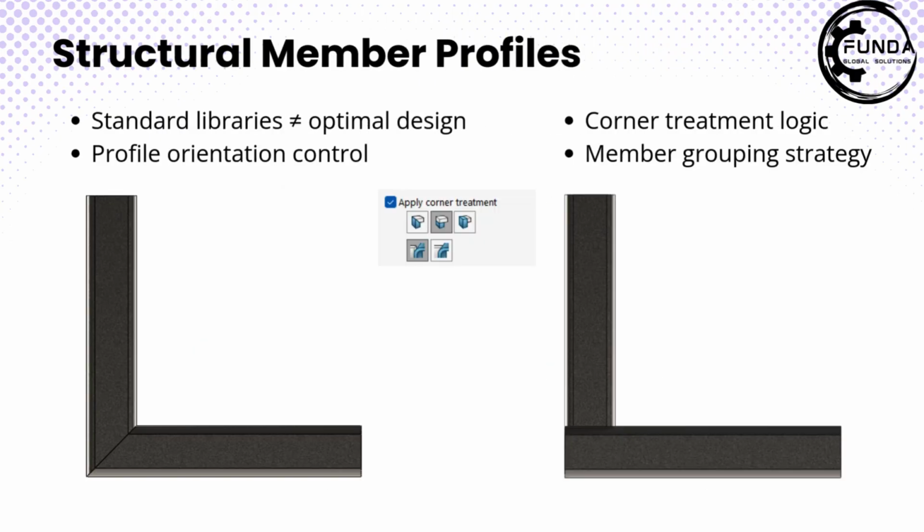SOLIDWORKS provides standard libraries for structural member profiles, but selecting a standard profile does not automatically mean the design is optimal. In professional modeling, we must control the orientation of the profile so that faces align correctly for welding and fabrication. We also need to think carefully about corner conditions, especially when multiple members meet at the same location. Another important concept is member grouping, which helps manage similar members together and maintain consistency throughout the model.